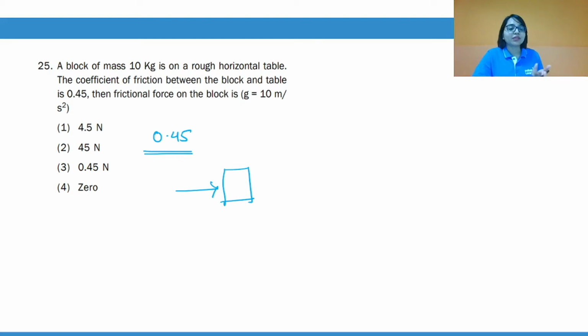Why? Because how can friction oppose anything if nothing is there, right? Okay, so correct answer is C. Friction will act only if there is some tendency of relative motion, right? There is no tendency of relative motion developing in this block. That is why friction will not be there. So correct answer is option 4.